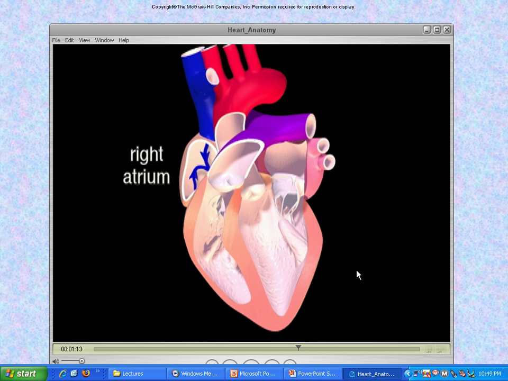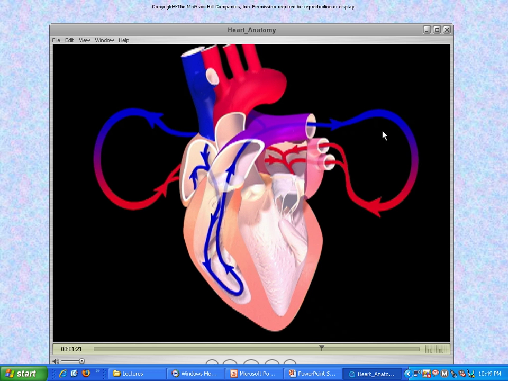When we see the blood coming in, like we said, like from the body, we go right atrium to right ventricle through that semilunar valve, pulmonary semilunar, and go to the lungs. Coming back from the lungs is going to go into that left atrium. From the left atrium, go through the left AV valve down to the left ventricle, and then from the left ventricle through the aortic semilunar valve and out the aorta to the body.